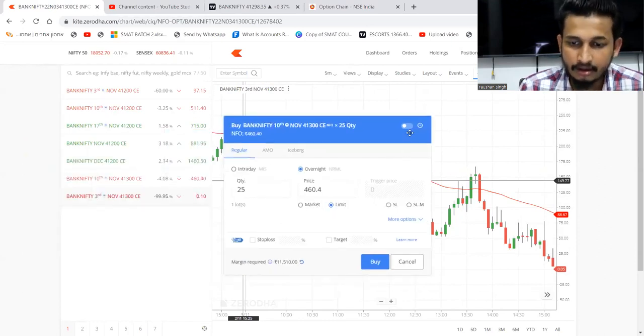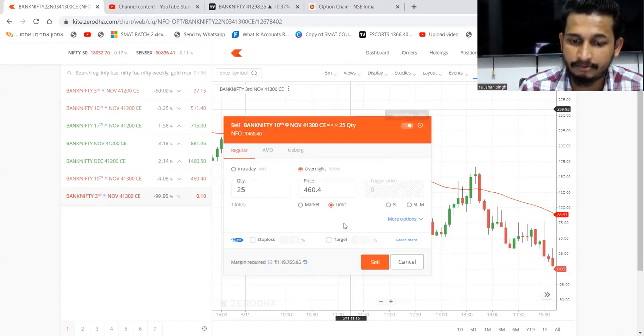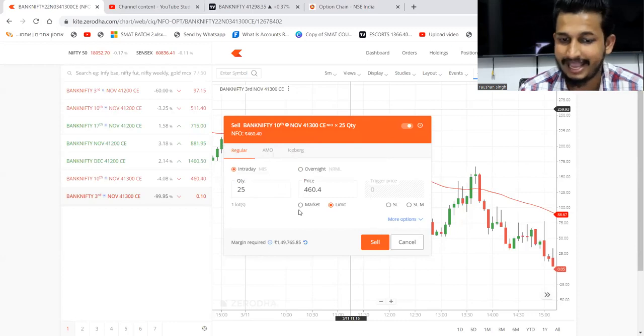Okay. Now, when we buy options, we just have to pay a limited amount of money. But when we sell options, we have to pay a huge amount of money, whether it is for intraday or for carrying it. Why do we have to pay a huge amount of money? The simple reason I'll give you.